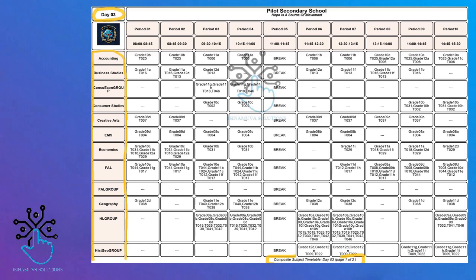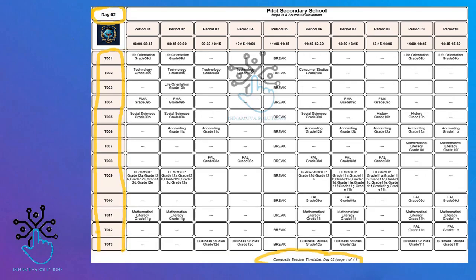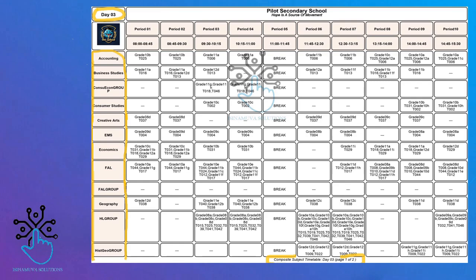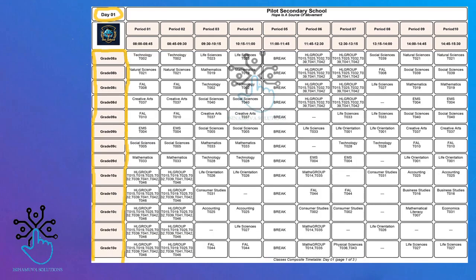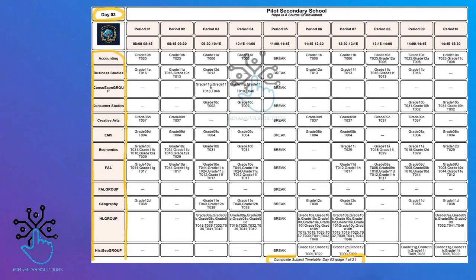We can also observe the striking similarities between all Composite timetables, which are the Composite class timetable, the Composite teacher timetable, and now the Composite subject timetable. The entire teaching operations in a school can thus be viewed from the student class dimension, from the teacher dimension, or from the subject dimension.